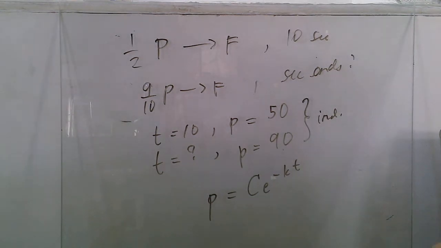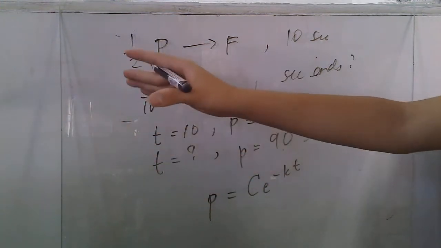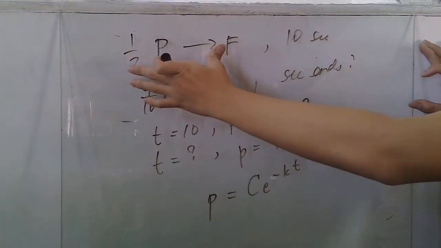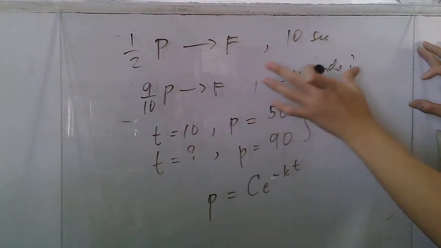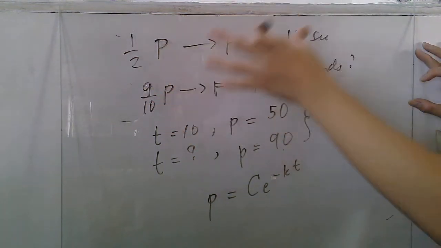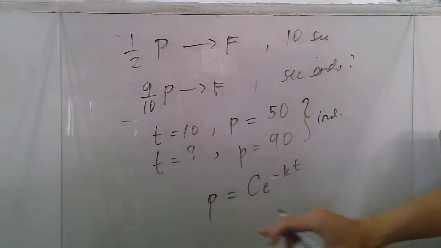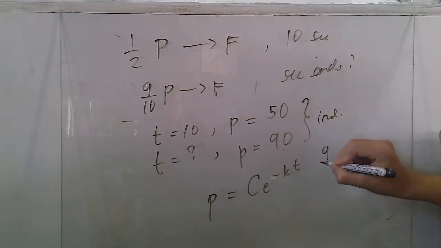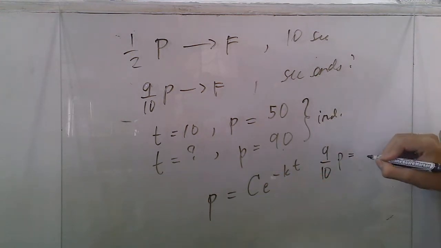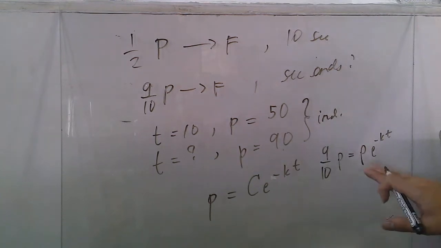Alright, so 9/10 of this population is converted, right? I want you guys to take note of this 9/10 of P. After 10 seconds, 1/2 is converted. And this time, in question seconds or unknown seconds, 9/10 of that initial population is already converted. So essentially we can convert this equation into 9/10 P equals P e to the negative kt, and so we can find k from there.